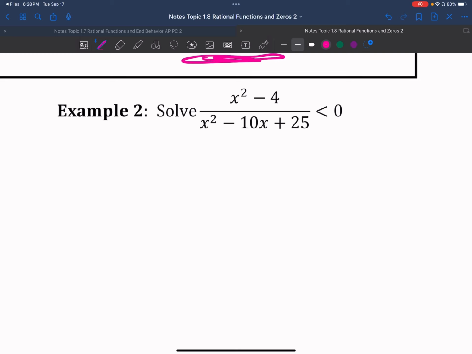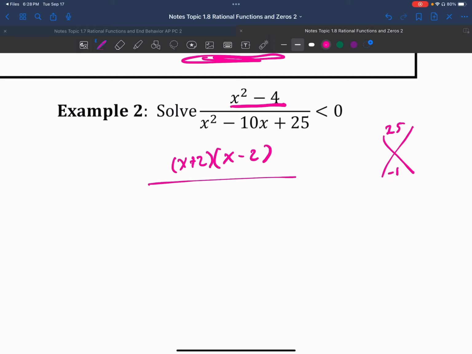I do have a 0 by itself, but I don't have the factor, so I need to factor. I have a difference of 2 perfect squares, so that's going to be x plus 2 times x minus 2. For the bottom one, again, I'm looking for two numbers that multiply to give me 25, but add up to -10, so it's -5 and -5. So x minus 5 times x minus 5 are my factors.